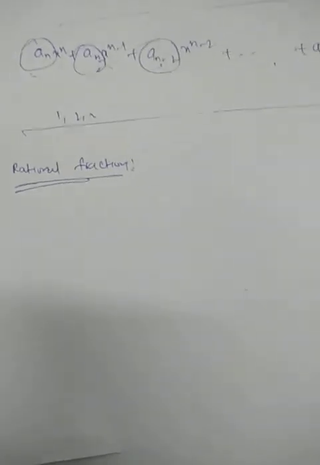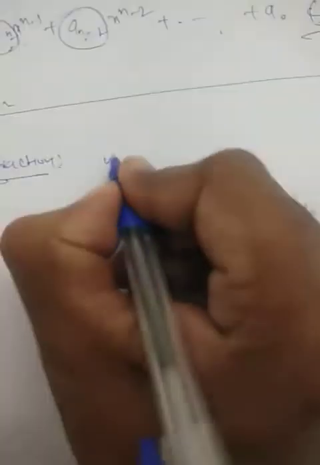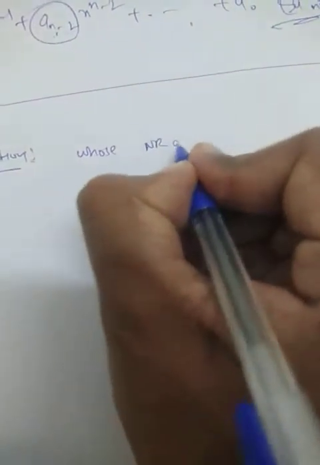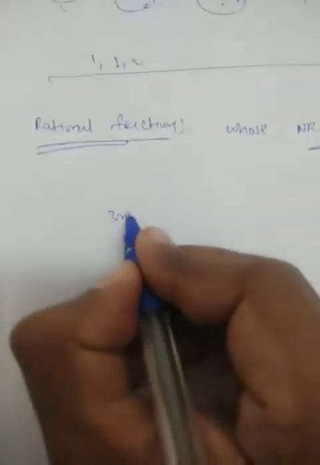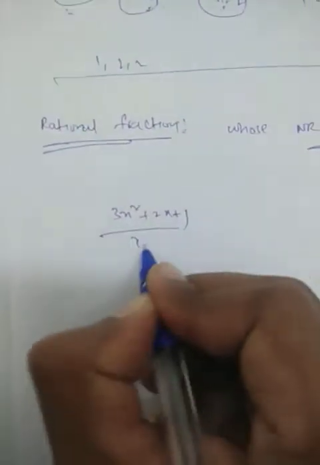Next is the rational fraction. A rational fraction means a fraction whose numerator and denominator both are polynomials. In general, the denominator should not be equal to 0, and we need to have the simplified form of them. For example, 3x square plus 2x plus 1 by x plus 1.